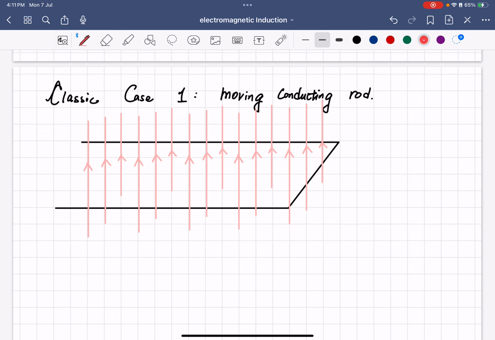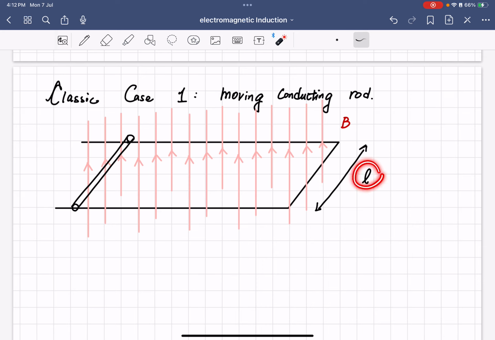Okay, like this. So we have a magnetic field B, or we call it the magnetic flux density B. And then we have a circuit like this, and the length of the circuit here is L. What we have is a part which is a conducting rod, of length L, and it is moving at a certain velocity v towards one direction. Now, in this case, there will be a change in the magnetic flux linkage.